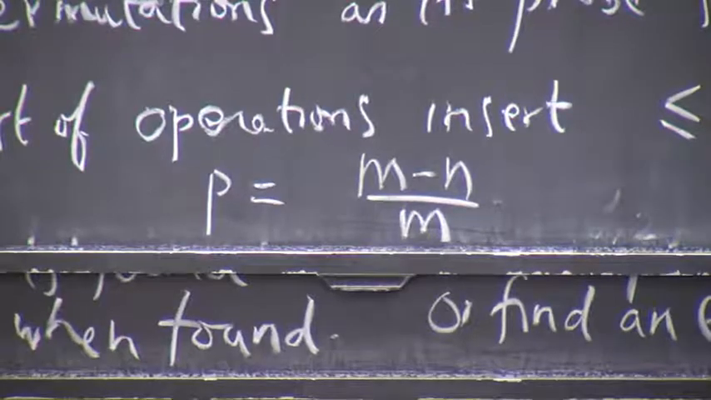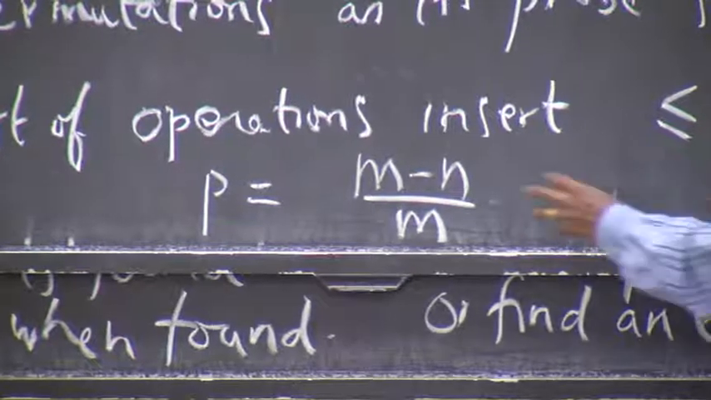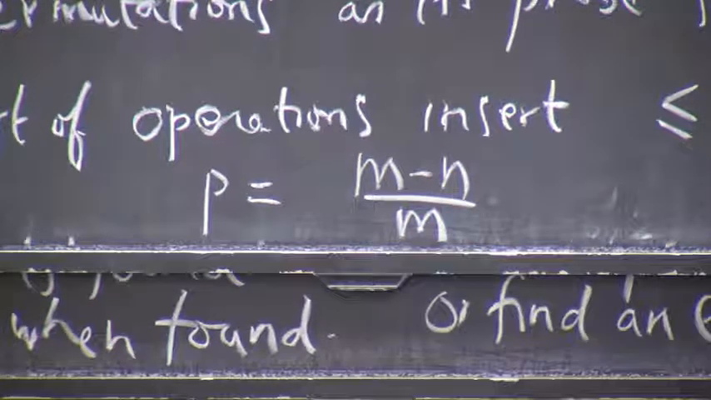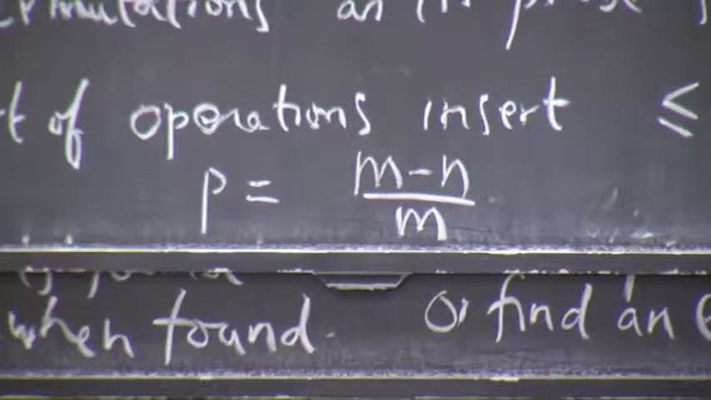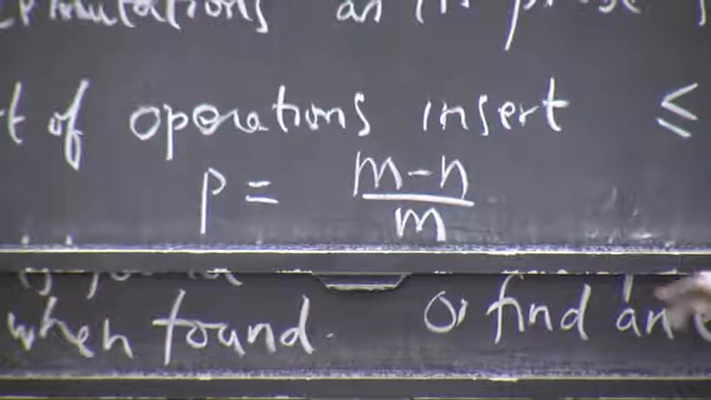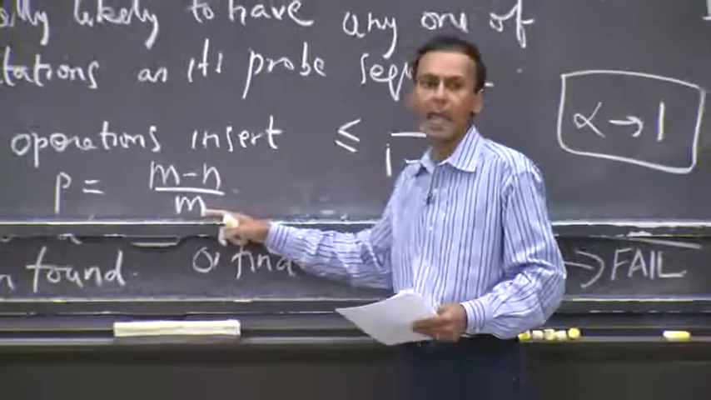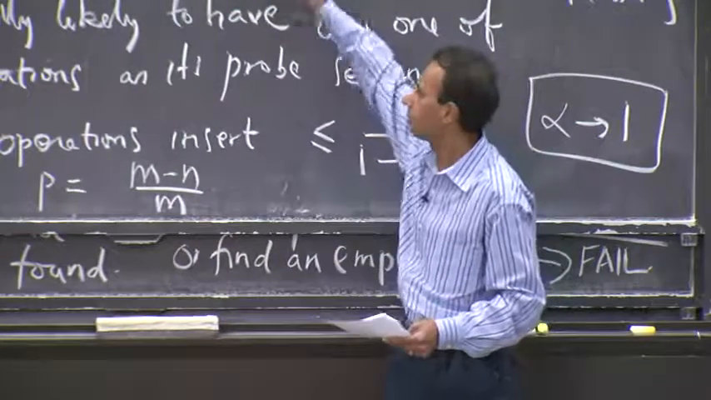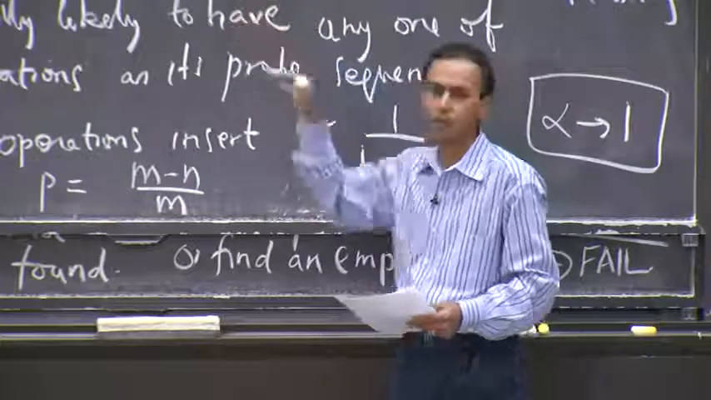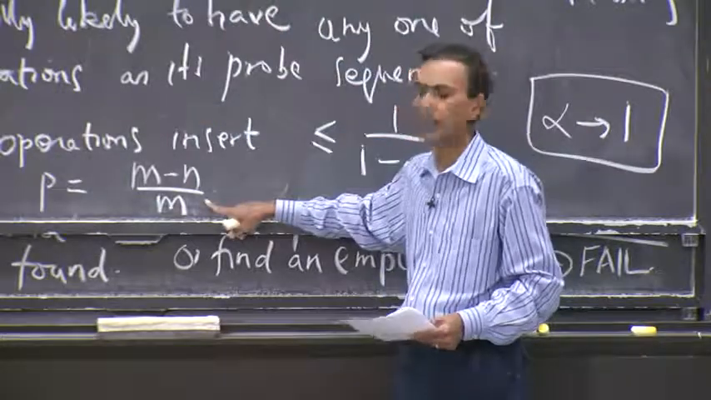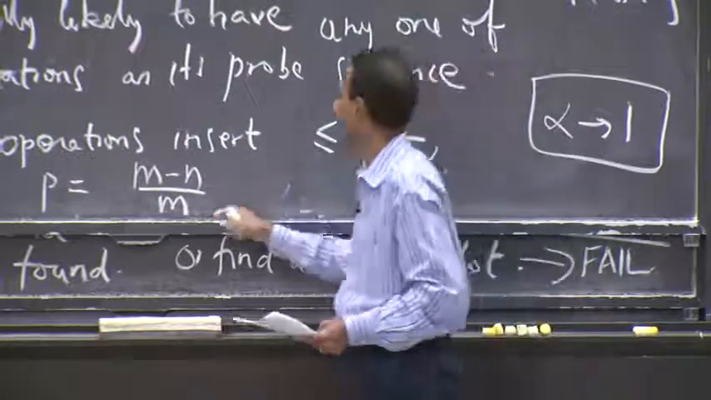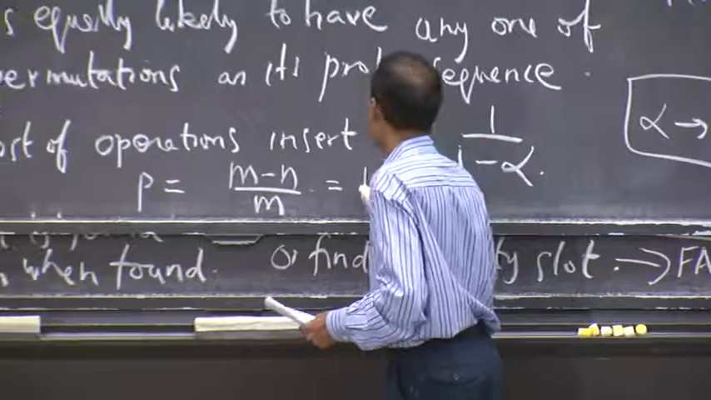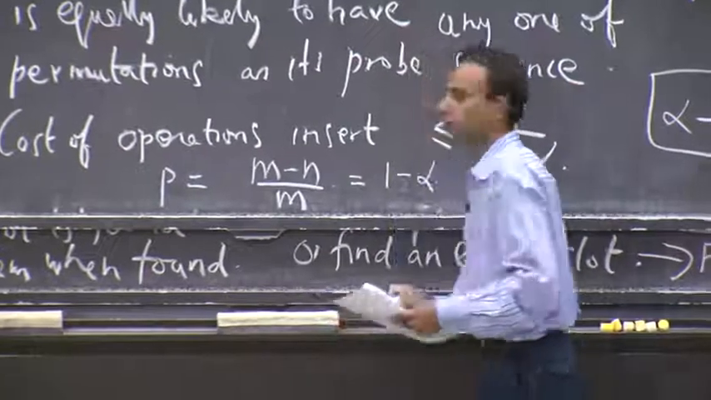Okay, the probability that my very first trial is going to succeed is (m - n) / m, because these are the number of empty slots, and assuming my permutation argument, I could go into one of them, and so that's what I have here. And if you look at what this is, it's 1 minus alpha.